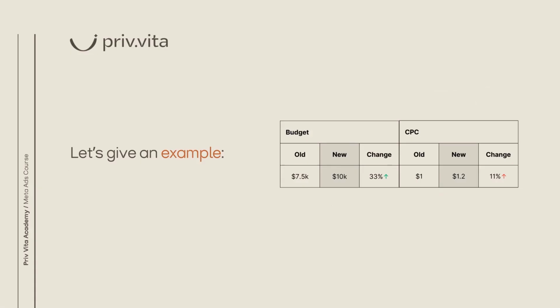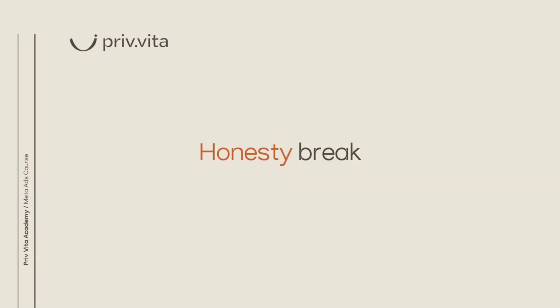Let me give you an example. So you scale from 7.5K to 10K, but your CPCs go from $1 to $1.2. You increased your budget by 33%, but your clicks are only up by 11%. Or maybe your CPCs hold, but now Facebook decides to do more remarketing and frequency goes up. Your new visitor percentage drops from 85% to 75%. So by scaling your budget by 33%, you only scaled your new visitor acquisition by 17%.